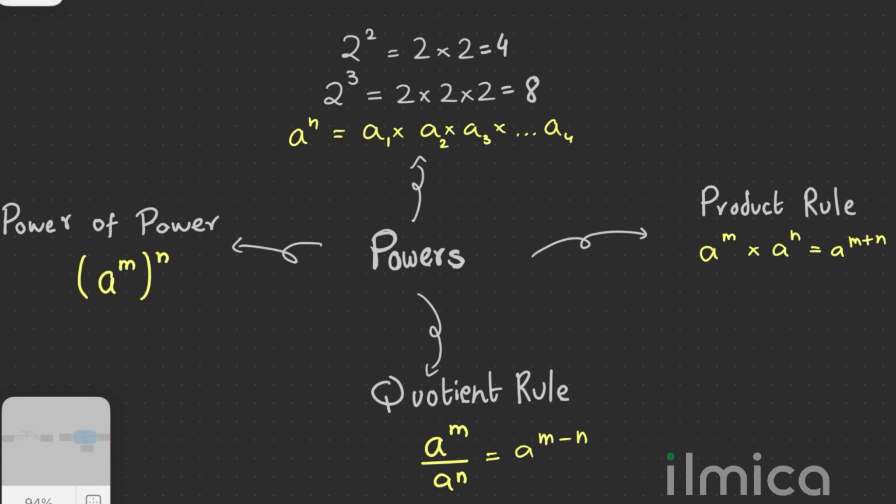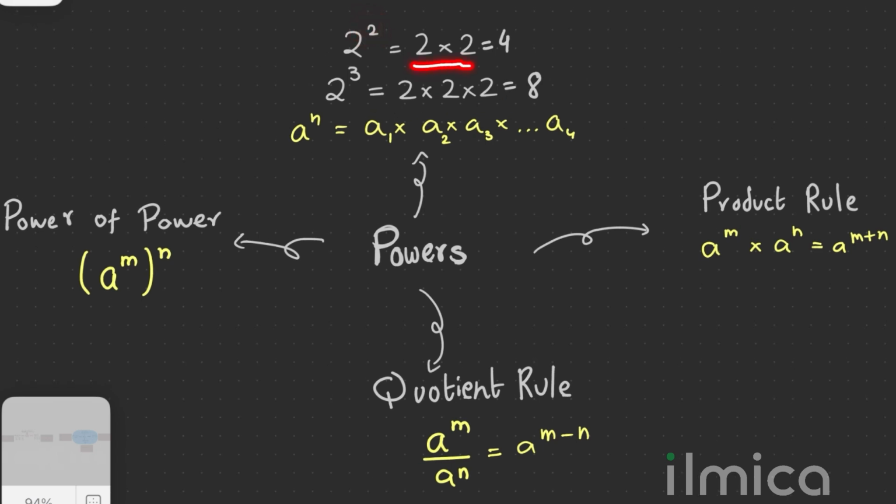So in general, if we have a number which is represented by a over here, and we have a power which is represented by n over here, we have to basically take that number at the bottom and keep multiplying it by itself, equal to the number of times of the power. Okay, that's why 2 raised to the power 3 meant 2 times 2 times 2, and 2 raised to the power 2 meant multiplying 2 by itself twice.